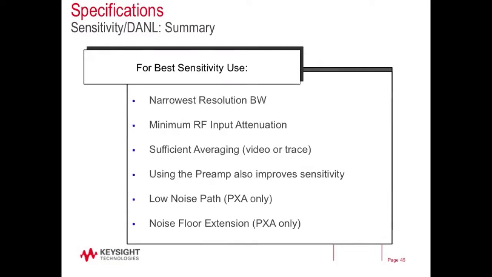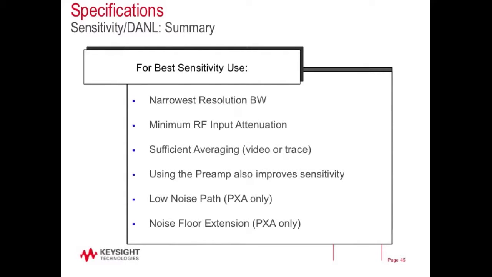So here's a nice summary slide. If you want to maximize your DANL performance, use the lowest res bandwidth, minimum input attenuation, and averaging. You can also use a preamp, a low noise amplifier that can get inserted into the signal path. That will definitely lower your displayed average noise level. In one of our models, we have what's called a low noise path, which bypasses a lot of the active circuitry. This works well for higher frequency measurements, so you can get between 5 and 10 dB extra noise floor performance.